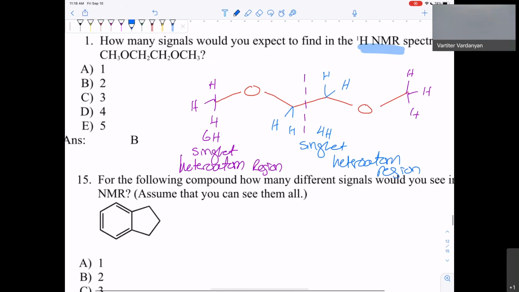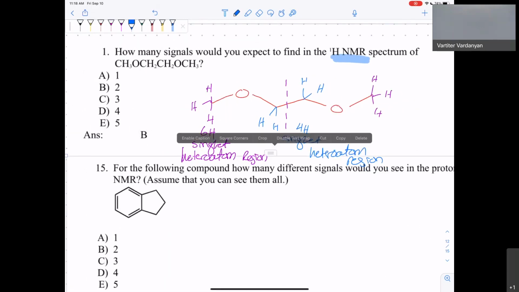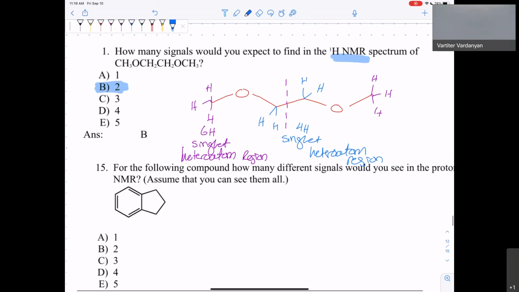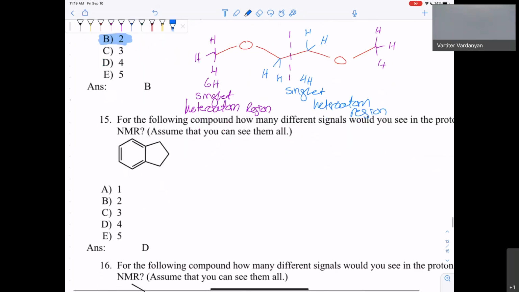All right, so now that we did all that side stuff, what is the answer for this? B, because there are 2 signals. And we know that they're both singlets, and we know that they're both in the heteroatom region. Any questions about this one? Perfect. Okay.